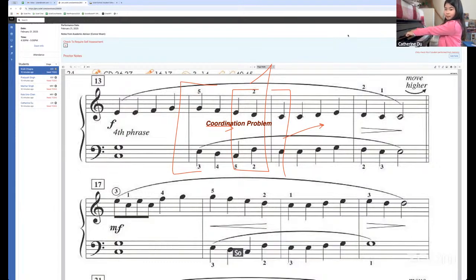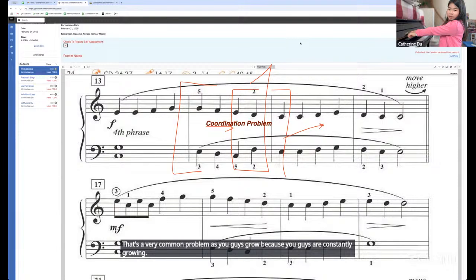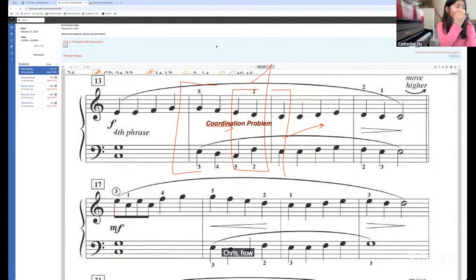So if you can touch too closely, then you need to back up just a little bit. That's a very common problem as you guys grow because you guys are constantly growing. Krish, how do you feel about that? Do you feel it's in a better position now?